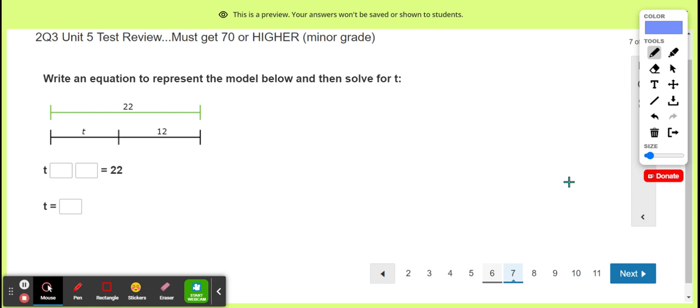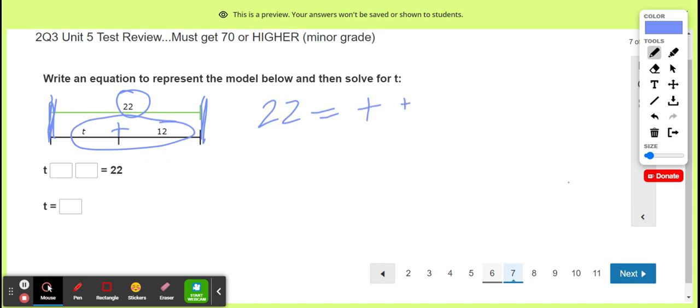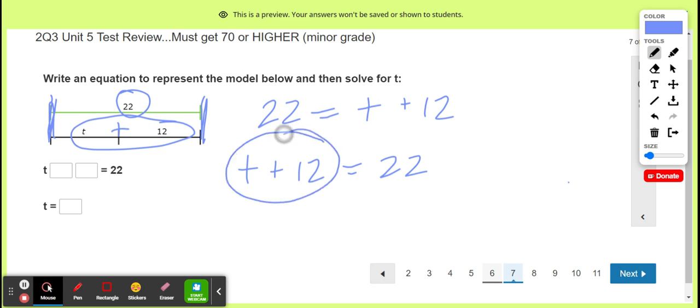There's an equation that's modeled here. There's an understanding that when they are equal length, what it's saying is 22 is equal to this down below. So you write it out. Down below, it is t plus 12, which is equal to 22. No matter which way you write it, it's both going to be balanced. T and 12 together is equal to 22. So you're going to fill that out here and then solve.